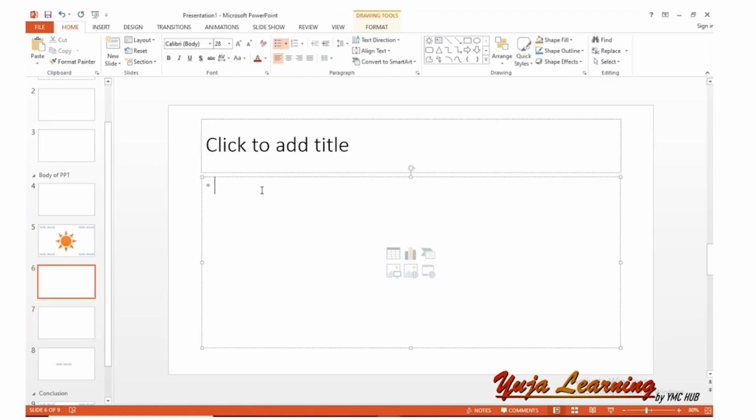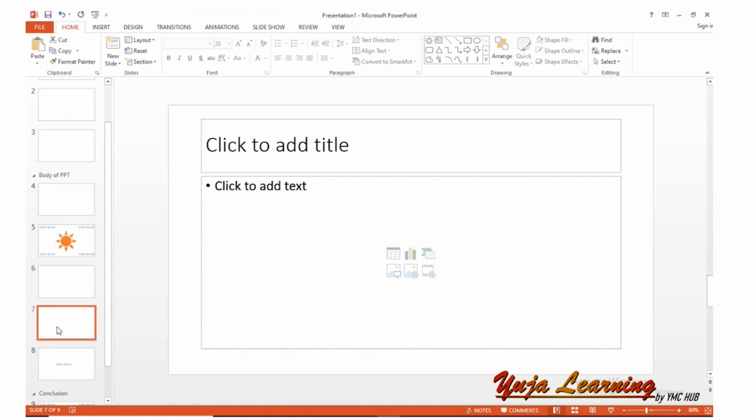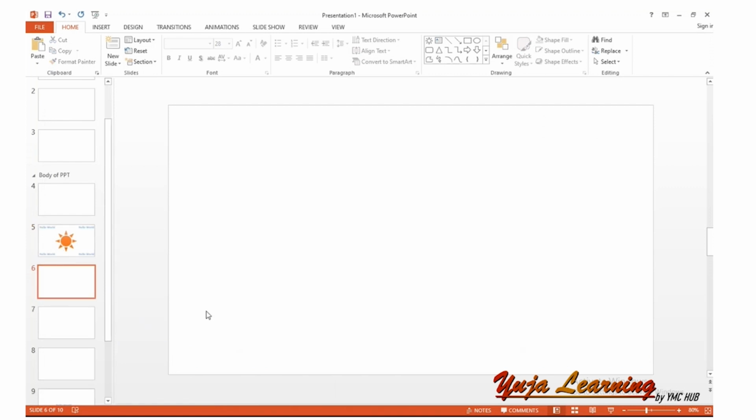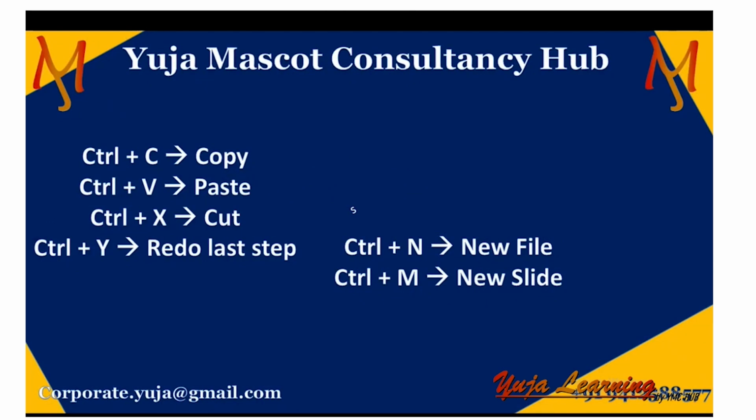So this slide had a title and a click to add title. Here, a new slide has been created. Just the layout, not the object. Okay. So if you see, this is a blank slide. If I do a Ctrl M, you will see that a blank slide has been created for me. So Ctrl M is the shortcut for a new slide.